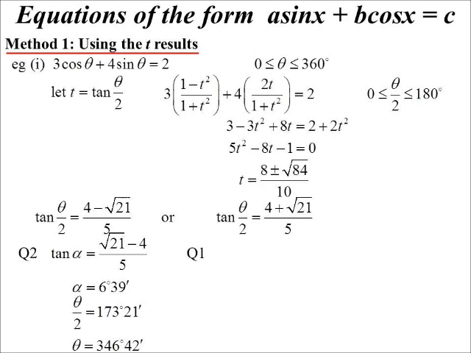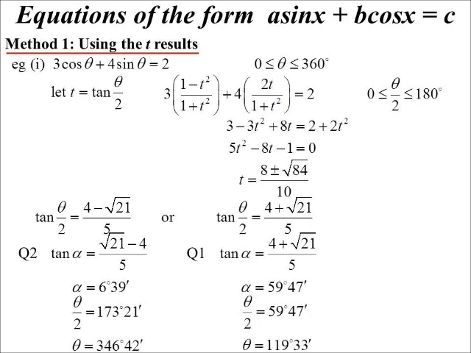Now, 4 plus the square root of 21 is positive. So this time we're in the first quadrant. So there is my acute angle, which is theta on 2. Double it, there's my other possibility. However, when we're using the t results, we have to physically check 180 degrees because the t results will never find that solution. Why? Remember, we're letting t represent tan theta on 2. So if the solution happens to be 180, well, tan 180 on 2, tan 90. Tan 90 is undefined. So it won't find that solution for me.